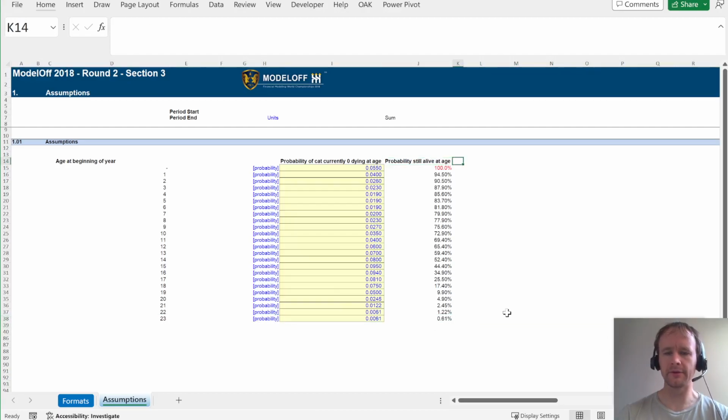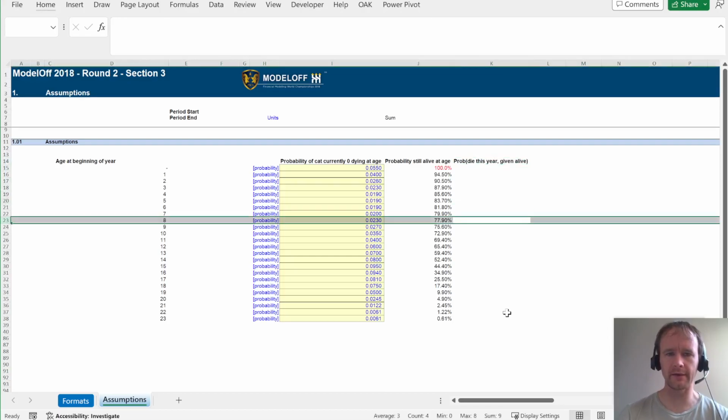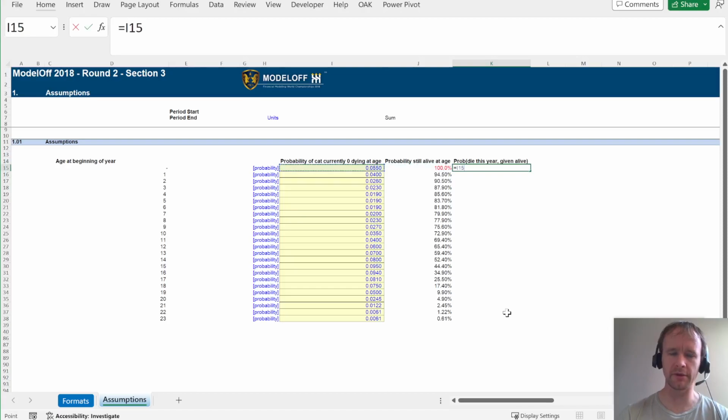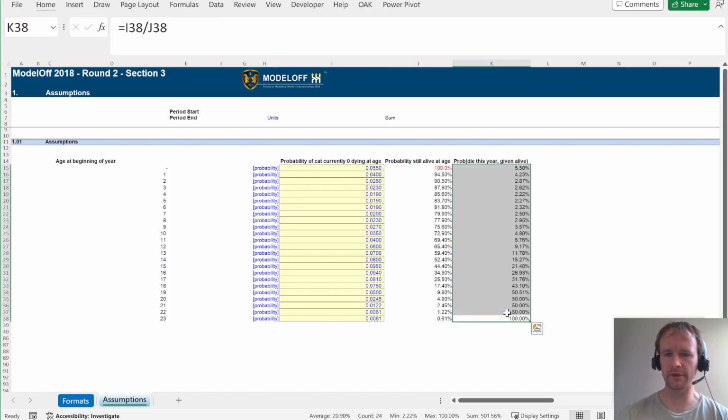Then, probability of die this year given alive. And this is the very relevant one for insurance purposes. If you're looking at insuring an 8-year-old cat, given this whole table, what is the probability that they'll die at age 8? That's just the probability that they die in this year divided by the probability that they're still alive to get to that year. And again, you can give that more decimal places if you want.